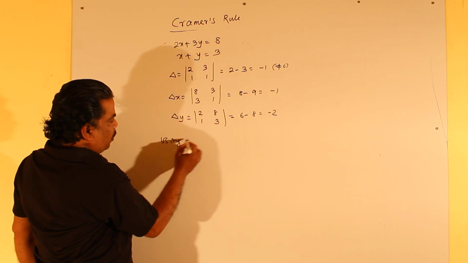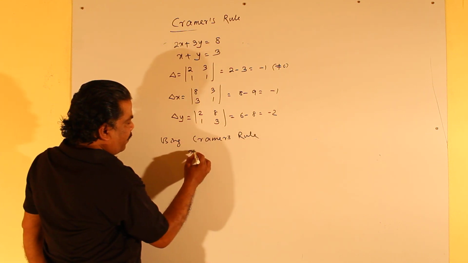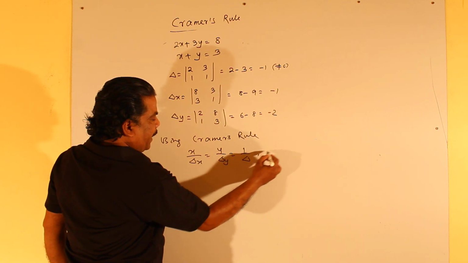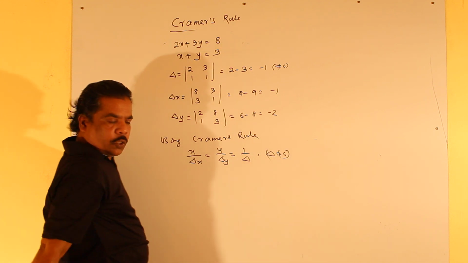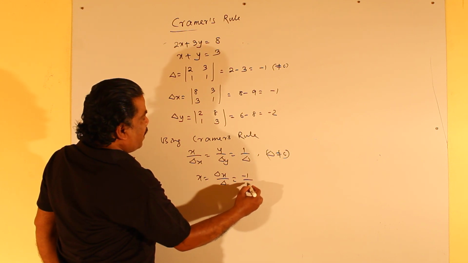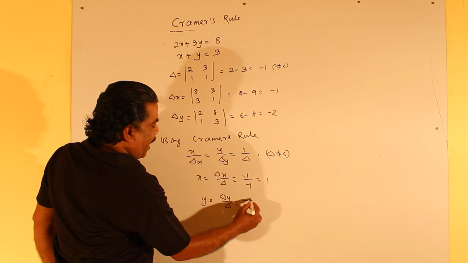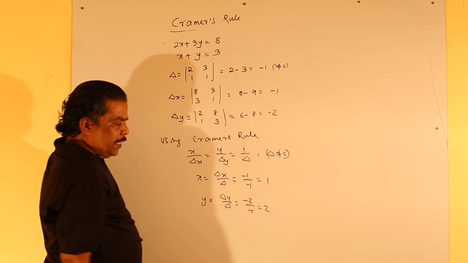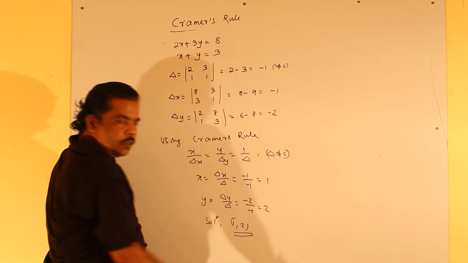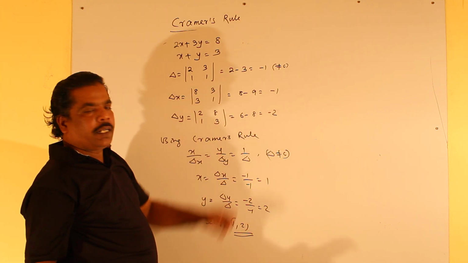Using Cramer's rule, we have x by delta x is equal to y by delta y is equal to 1 by delta, where delta is not equal to 0. Hence x is equal to delta x by delta, minus 1 by minus 1, which is 1. y is equal to delta y by delta, minus 2 by minus 1, which is 2. In this way we find the solution is (1, 2). So we get the solution by using Cramer's rule.